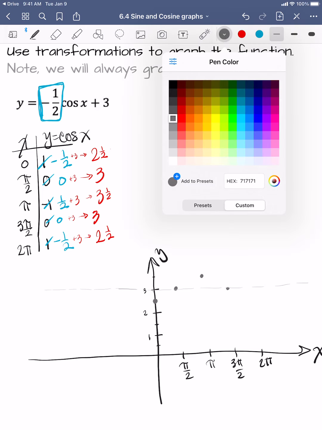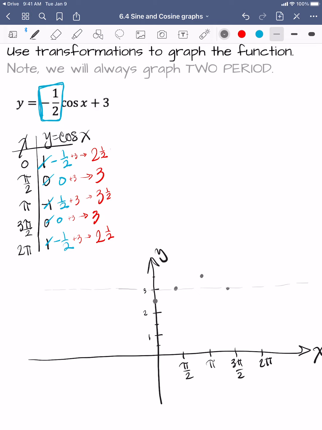So what else do I have? 2 pi is at 2.5. Okay, so here is one period of this cosine curve.